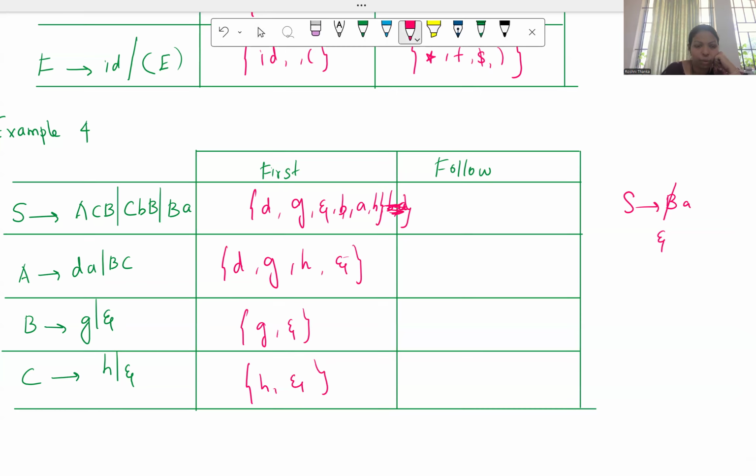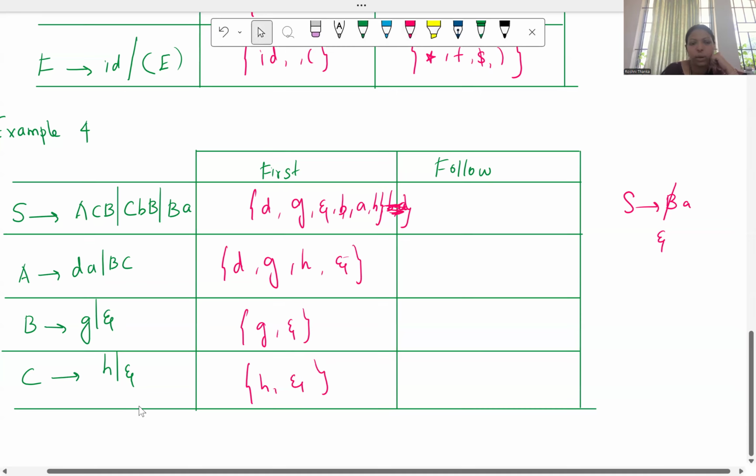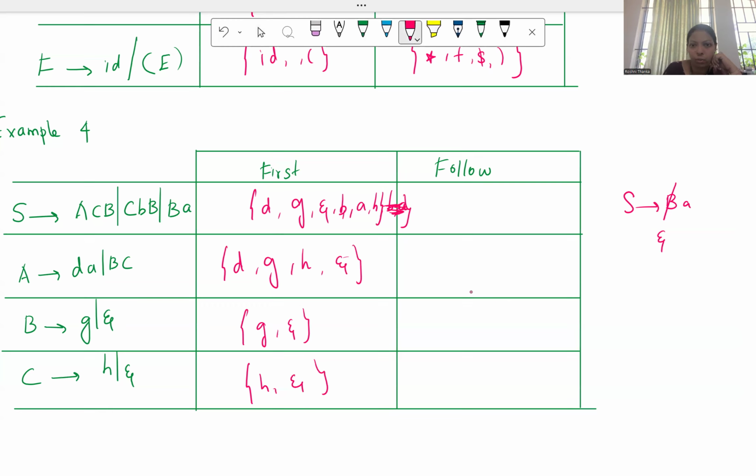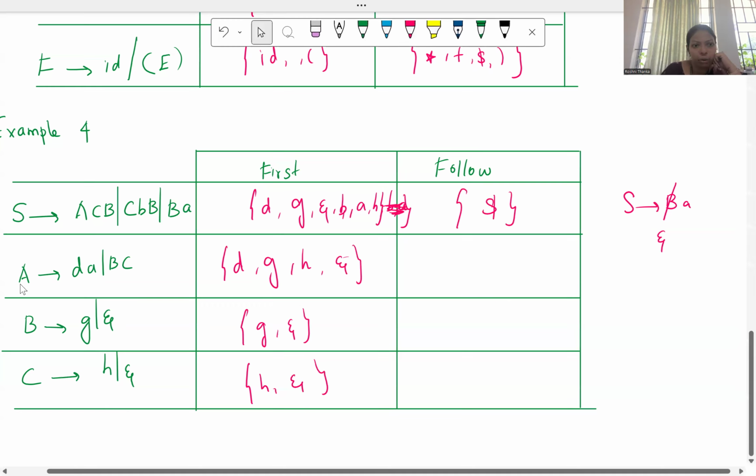Okay, so follow of S. If you see the right hand side, nowhere is S coming. So by default, the follow of the start symbol is dollar. Now let us see the follow of A.